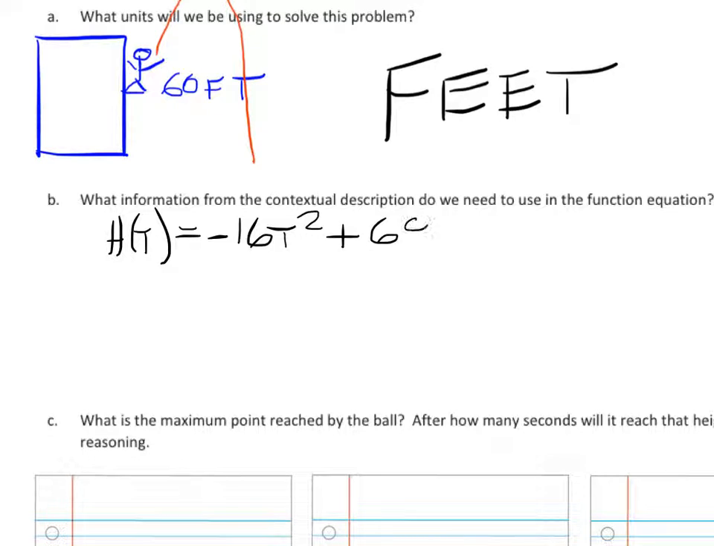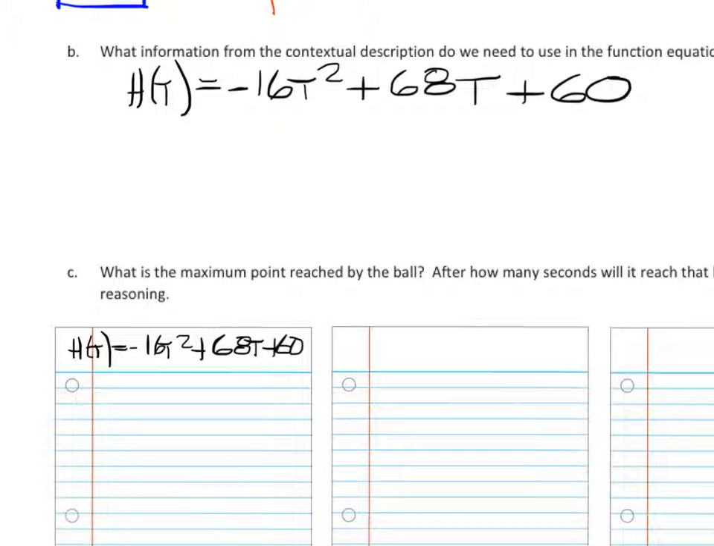68 feet per second, so 68t is what we put in. And at what height is he starting out at? 60, so we put the 60 at the end. That's all of the information we need from the problem in order to answer several questions. To the notebook paper we go.